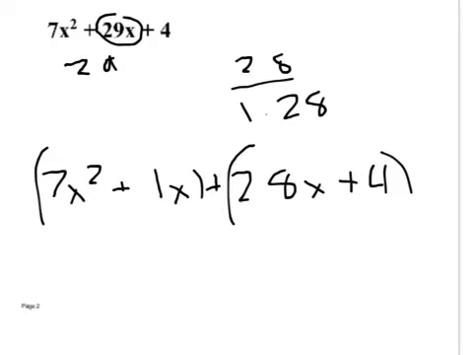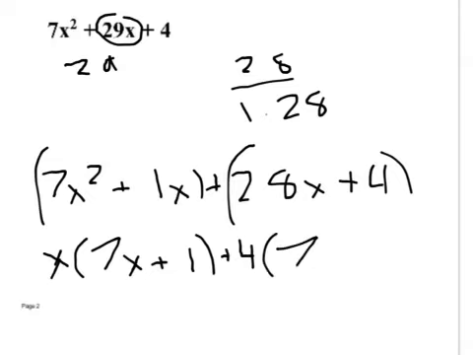What can I take out of 7x squared plus x? What's the greatest common factor? x. What's left? 7x plus 1. What can I take out of 28x plus 4? What's the greatest common factor of those two terms? 4. 28 divided by 4 is 7. So we are left with 7x plus 1.